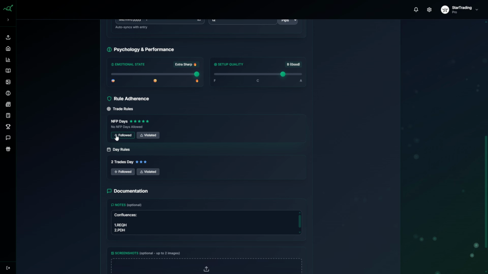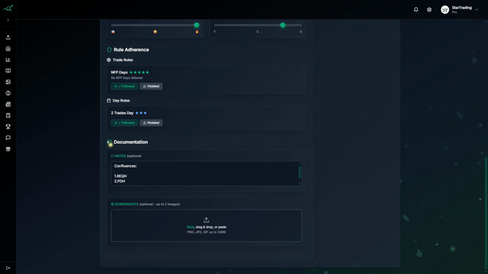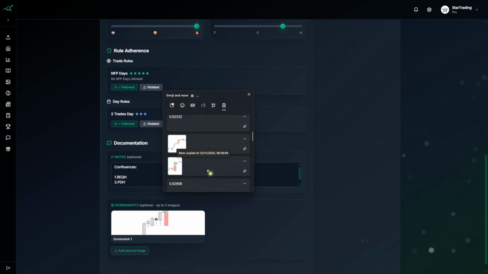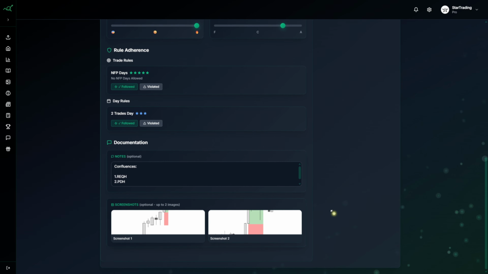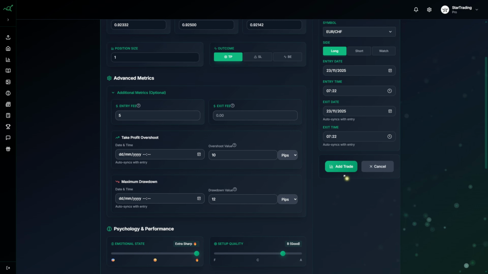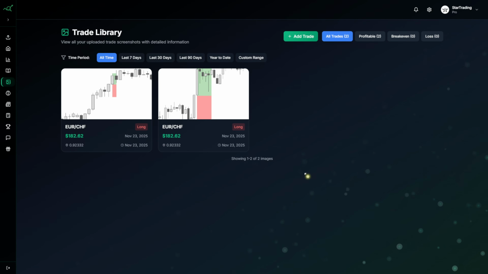Personally, this was no NFP day, so I have followed the rule. On this day, I have also just taken one trade, so I have also followed the day rule. And from here on, TradeLens would like you to document your trades. What were the confluences, maybe even downsides, what was speaking against your trade, and many more things. And from here on, you have the opportunity to add screenshots to your trades. That way you can always go back onto your trades and look for specific patterns on how to improve your trades. So after you click on add trade, this is basically how you're going to add trades to your entire trade library. Now the more trades you have in here, the bigger the library is going to look.